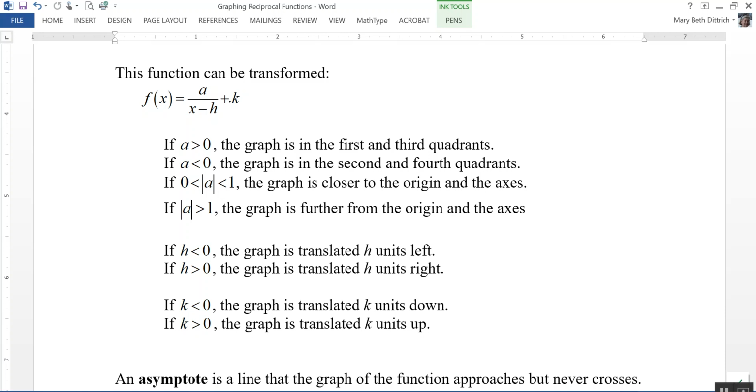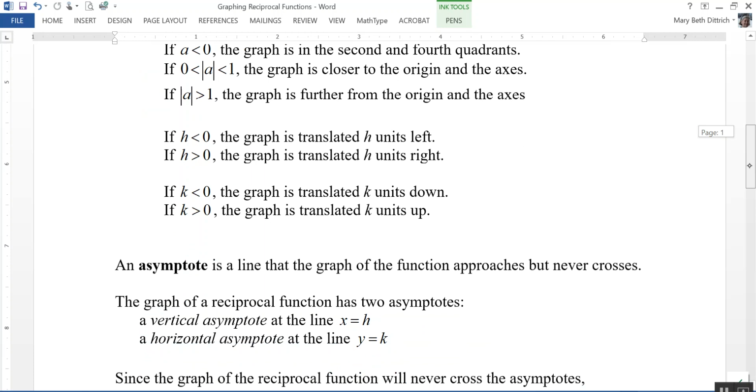If h is a negative number, the graph is translated h units left. If h is positive, it's translated h units to the right. If k is negative, the graph is translated k units down. And if k is positive, the graph is translated k units up.